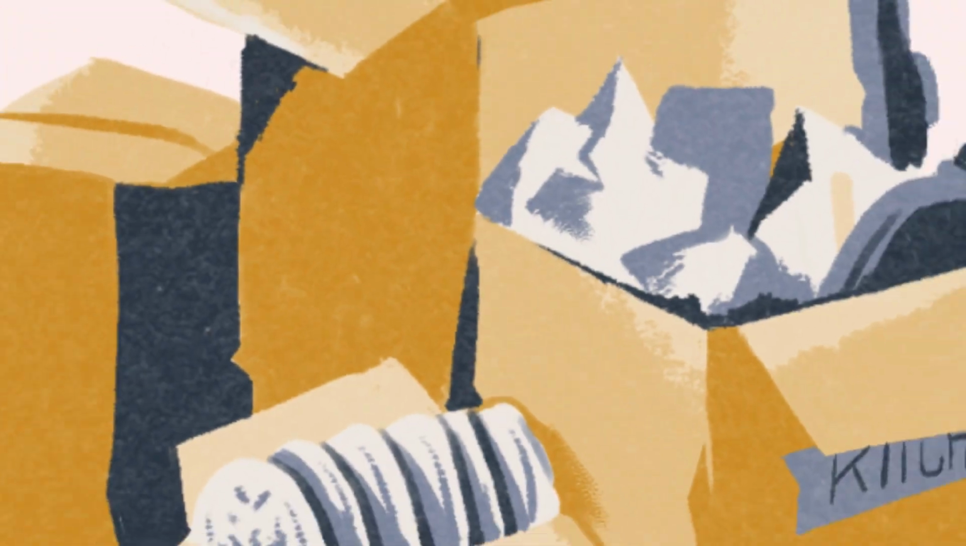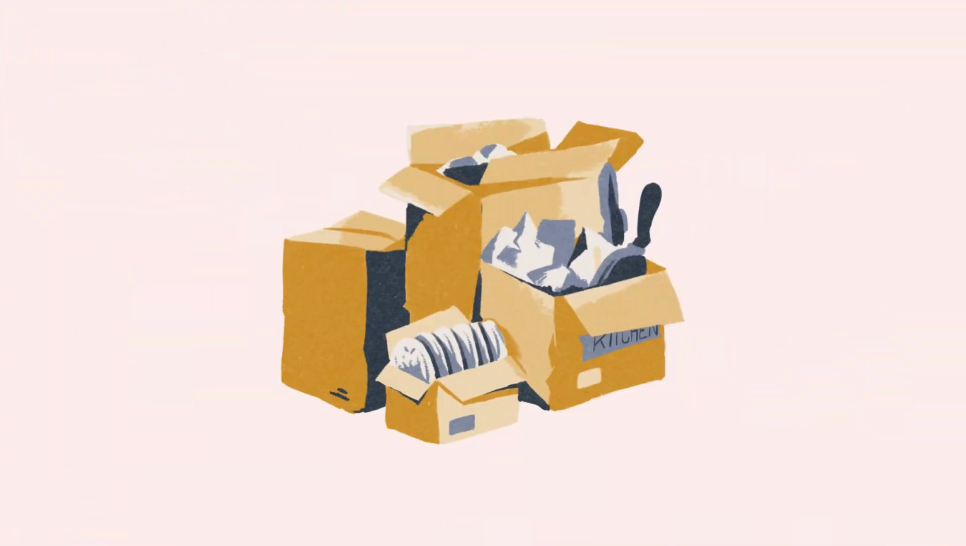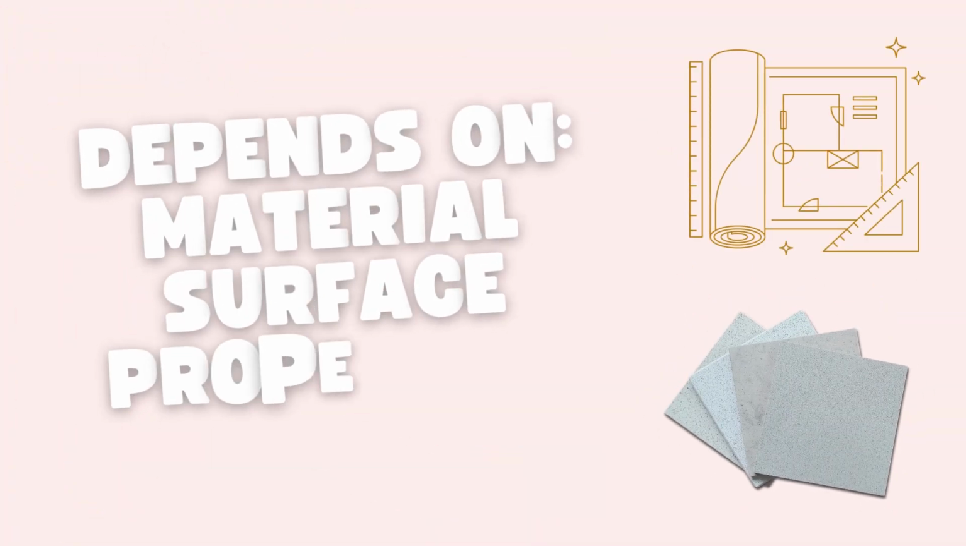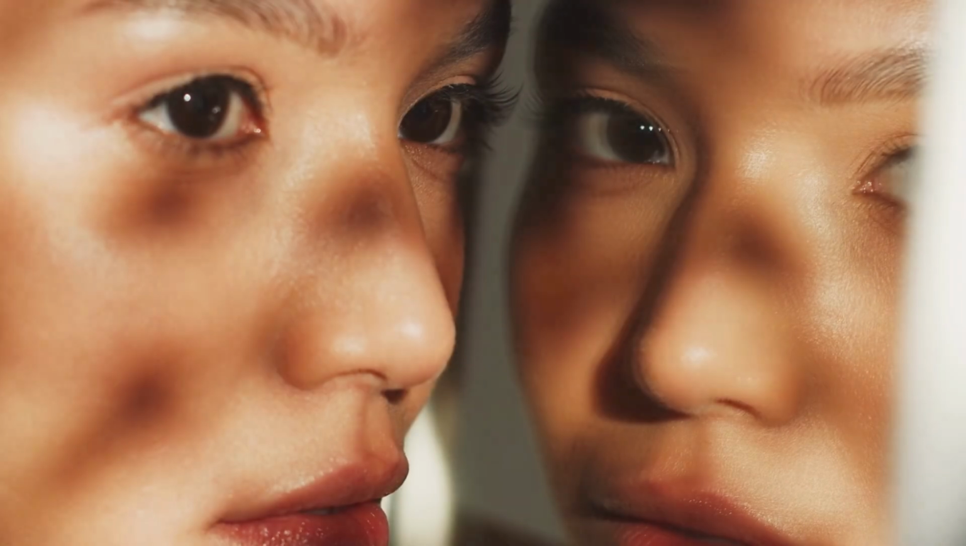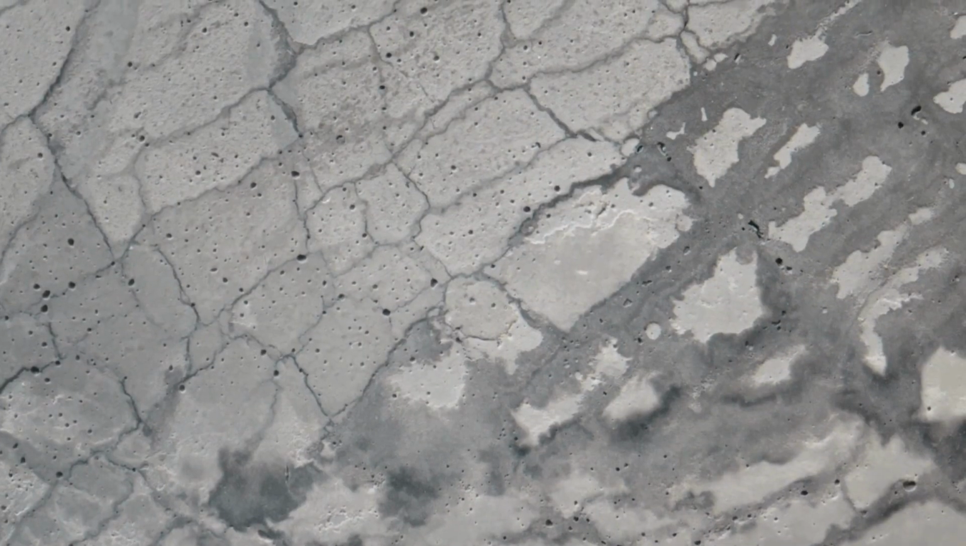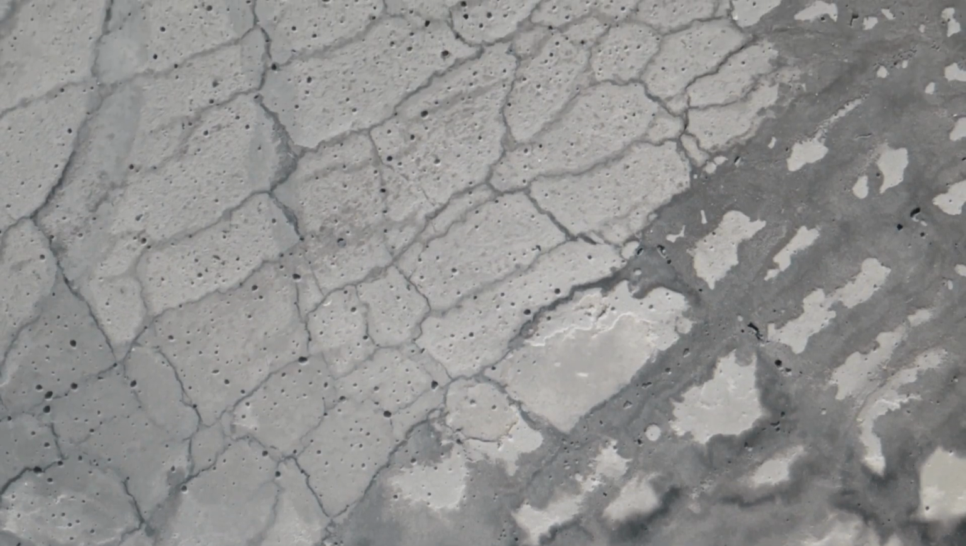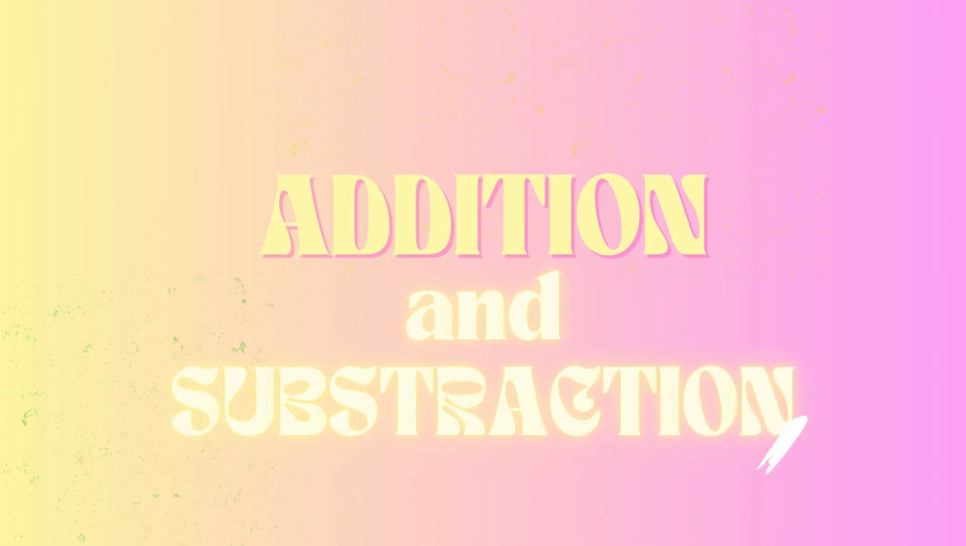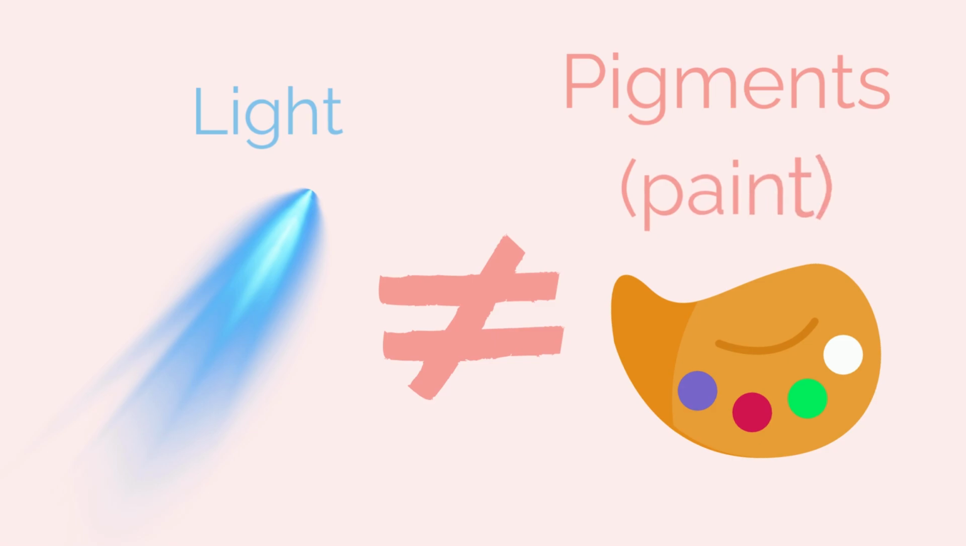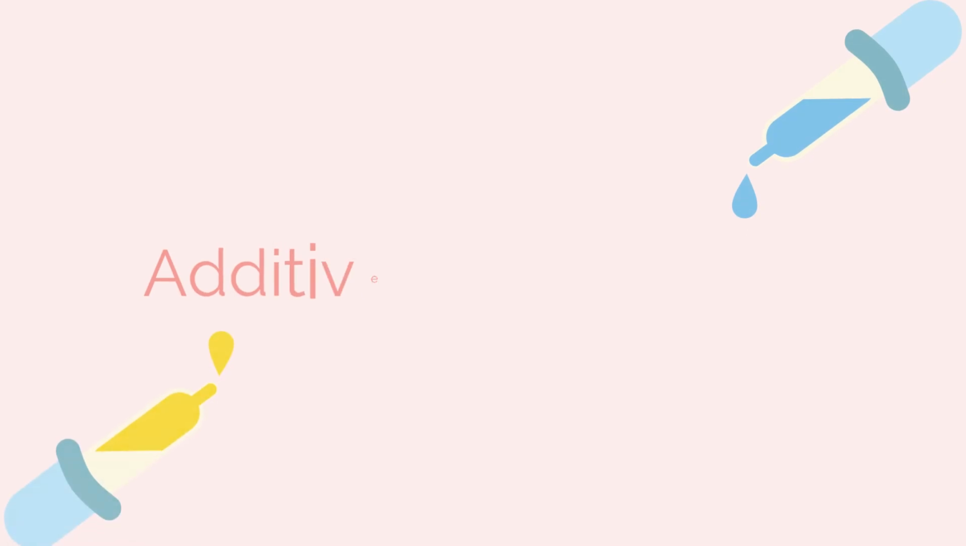This ability of objects to reflect, absorb, and transmit light depends on their material and surface properties. Smooth surfaces, like a mirror, reflect almost all the light, while rough surfaces scatter it in all directions. Now, I'm going to talk to you about addition and subtraction. Colors work differently depending on whether we're talking about light or pigments, like paint.